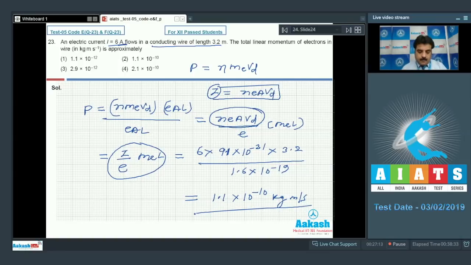So this is how you can solve. In future, you can memorize this relation. So for question number 23, option number 2 will be the right choice. Let's move on. Question number 24.